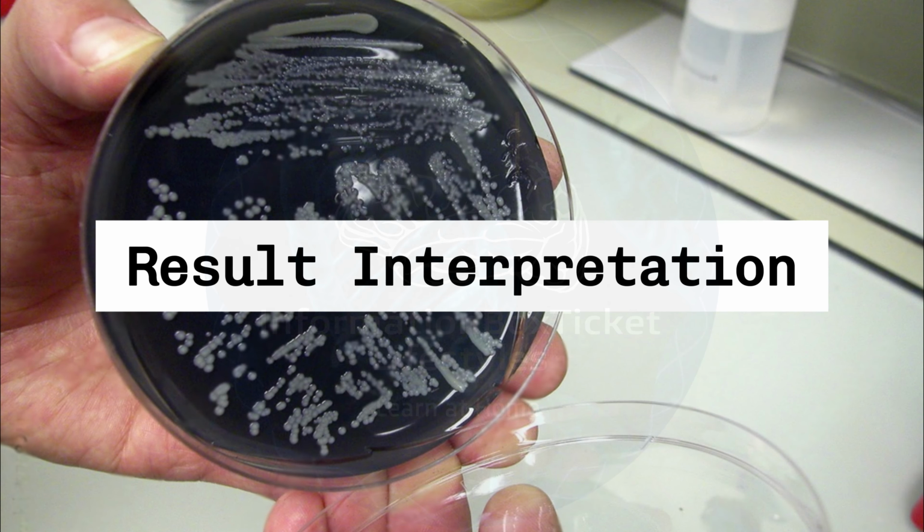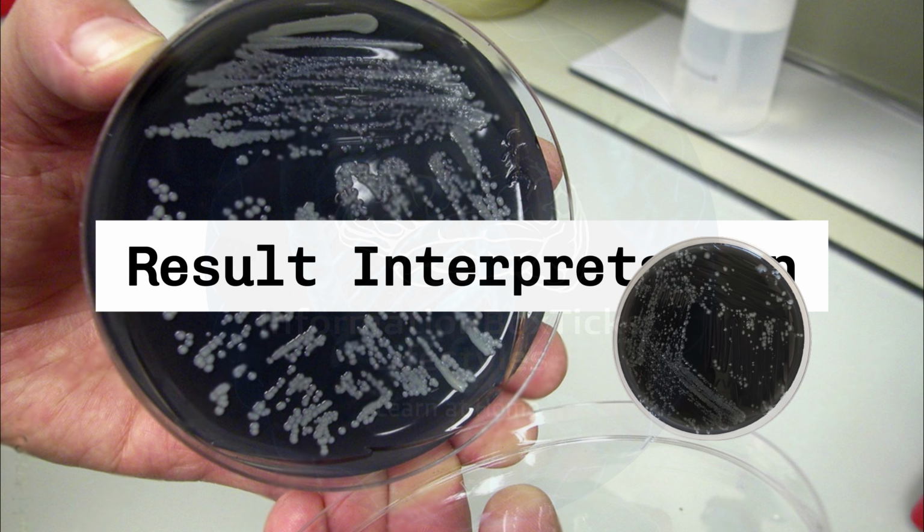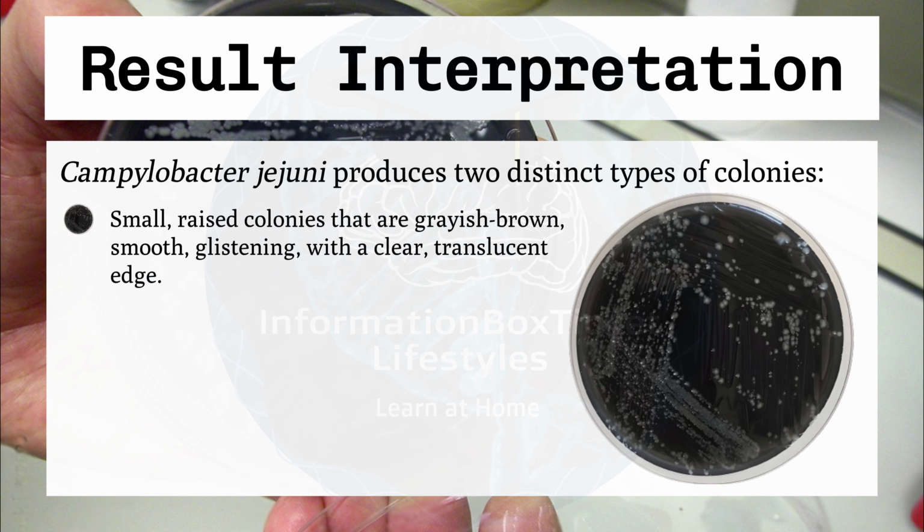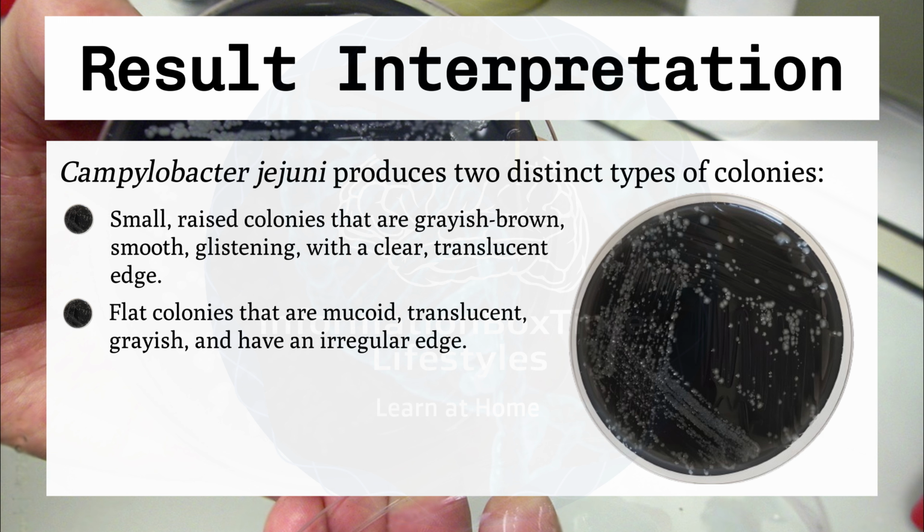Result interpretation on charcoal selective medium. Campylobacter jejuni produces two distinct types of colonies. Small, raised colonies that are grayish-brown, smooth, glistening, with a clear, translucent edge. Flat colonies that are mucoid, translucent, grayish, and have an irregular edge.